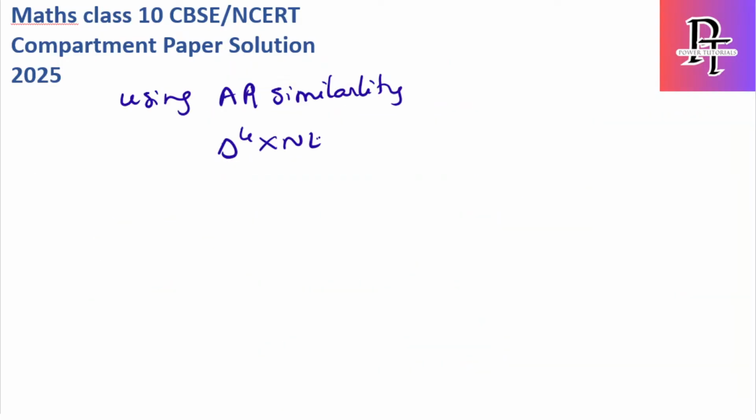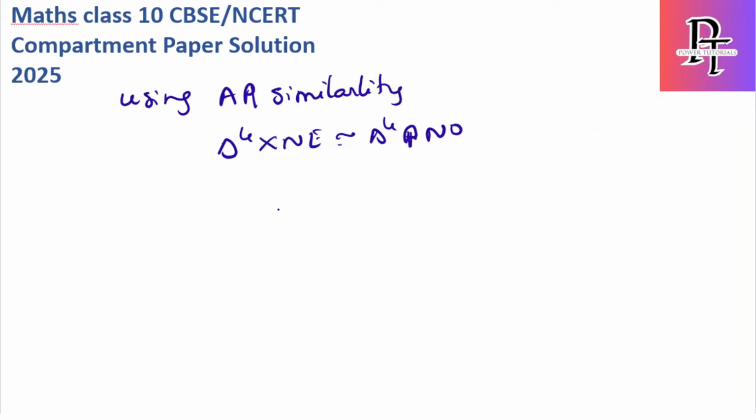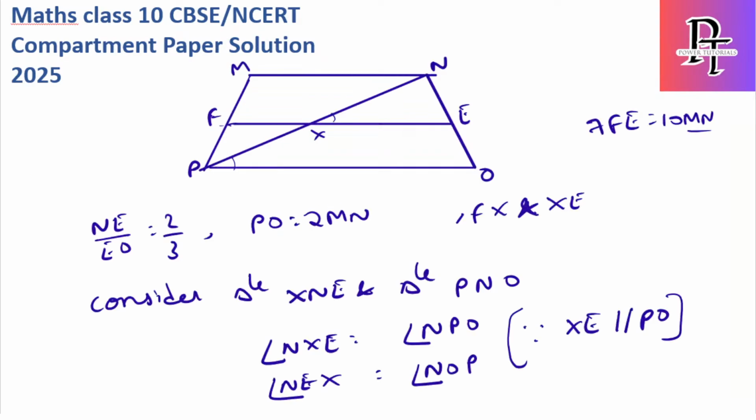Triangle XE is similar to triangle PO. Make sure the order is correct. Okay, if the triangles are similar, then the sides are proportional. So simply I can write XE by PO is equal to NE by NO.